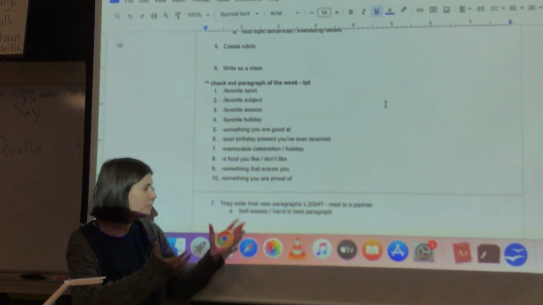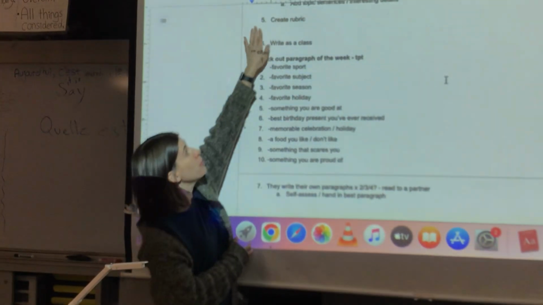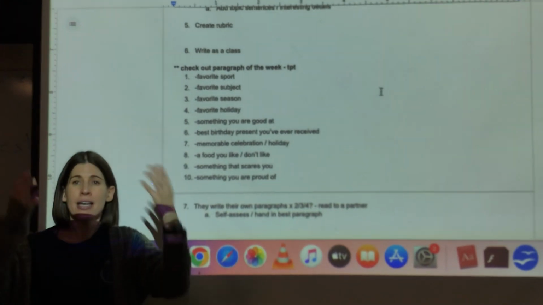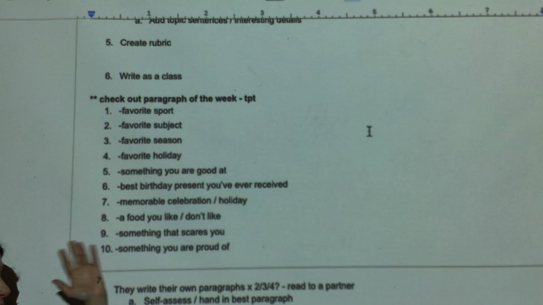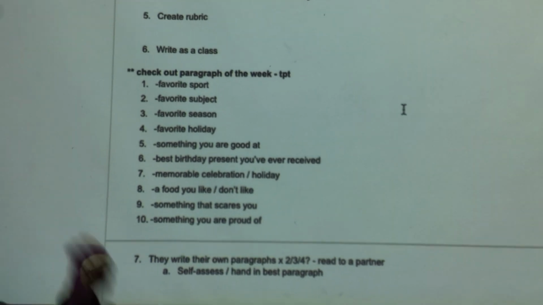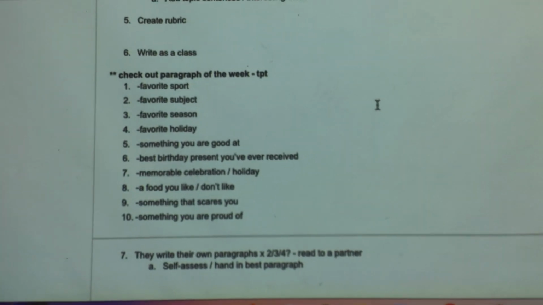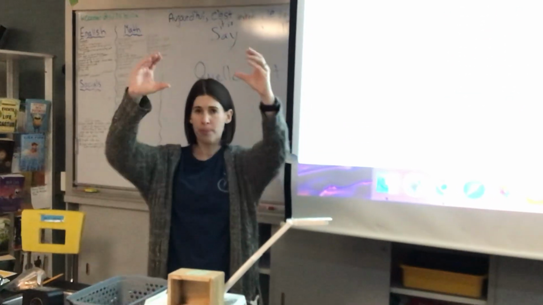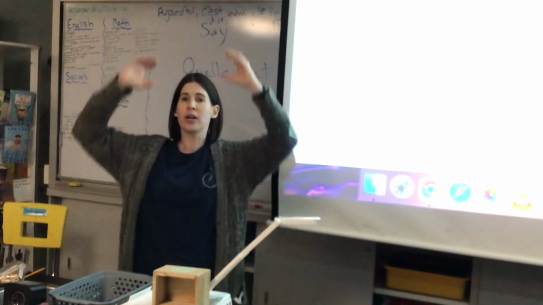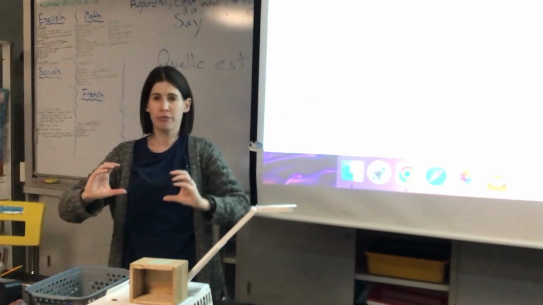And then we're also going to have to create a rubric. What does a paragraph look like? Self-assessment. I'll have them probably write 2, 3, or 4, I'll see how I feel. They choose their best one, they self-assess. Now we have a basic understanding of what a paragraph is and the purpose of paragraphing, in that we are splitting up our different ideas.